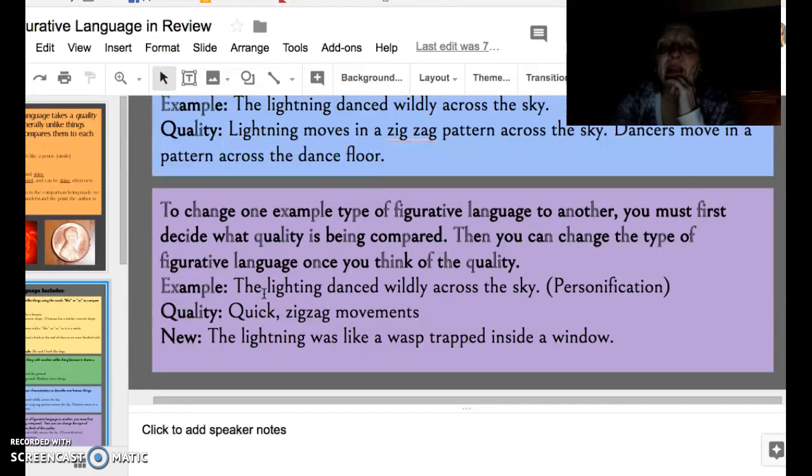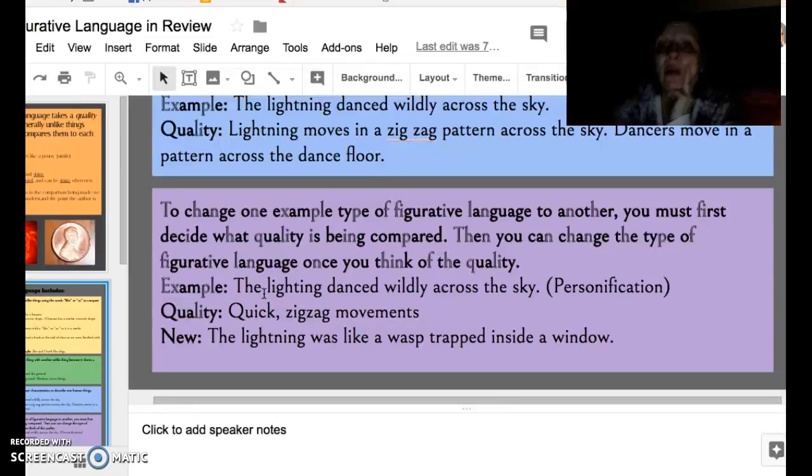Well, other things that move in quick zigzag movements, when I thought about that, I thought about a bug, like a lightning bug, or a bee, or a wasp. When I think about them on the window and they're going all crazy and you're trying to whack it with a fly swatter and that thing is moving like crazy and all sorts of different patterns trying to get out. That's what I thought about when I thought about how lightning moves. So when I want to describe lightning in a new simile, this is a simile, I might say the lightning was like a wasp trapped inside a window.